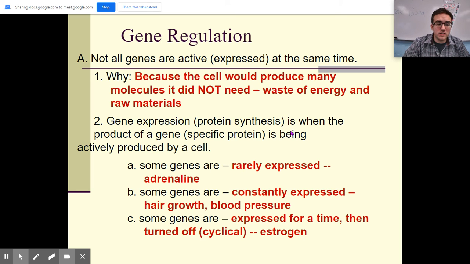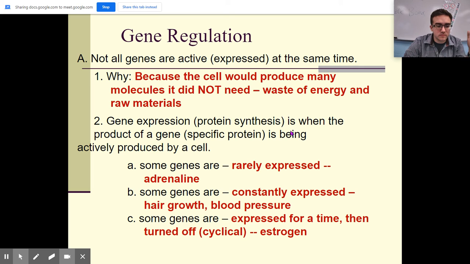So there's some genes that get switched on and off, and it just depends on the situation. Some genes are rarely expressed, like adrenaline. Adrenaline is a protein that causes dilated pupils. Your heart starts beating faster. It's that flight or fight response kicking in. That's adrenaline. That's a rarely expressed gene. Only in certain situations does your body produce adrenaline. Right? You don't have adrenaline coursing through your body right now.